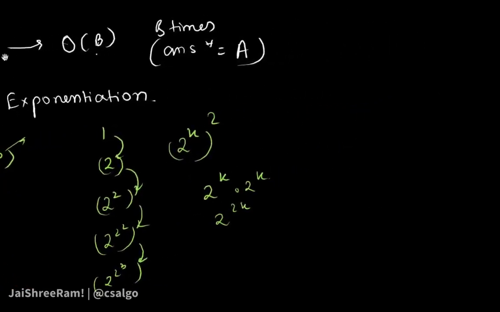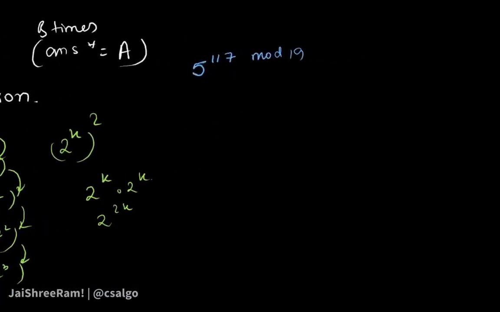Let's take some big number now. Let's try to calculate 5 to the power 117 modulo 19. Okay, let's try to calculate this value. This is really large, right? And this modulo is not on the numerator, it's rather like you need to calculate the answer, this power, after taking everything modulo 19. Okay, that's what we want to calculate.